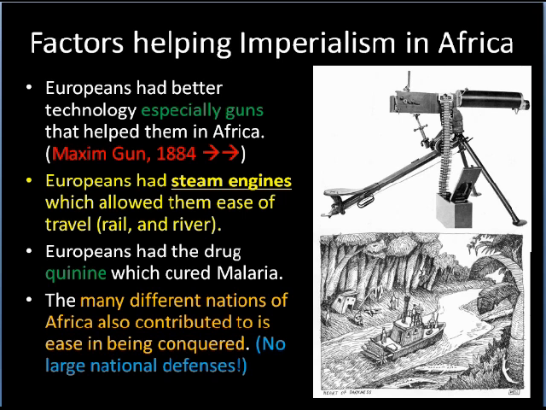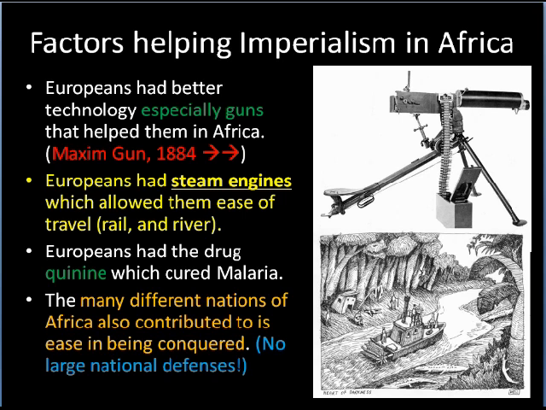Europeans also had other technologies that allowed them to be very successful in Africa. Specifically, they had steam engines, which were created during the Industrial Revolution as well. These allowed them ease of travel, both by railroad, train, and by river on steamboats.